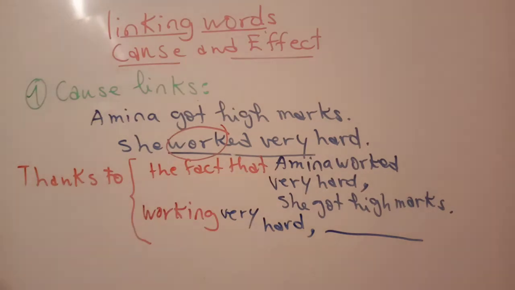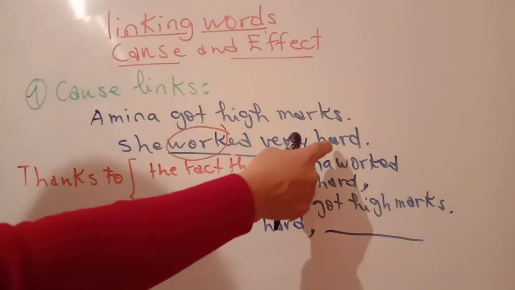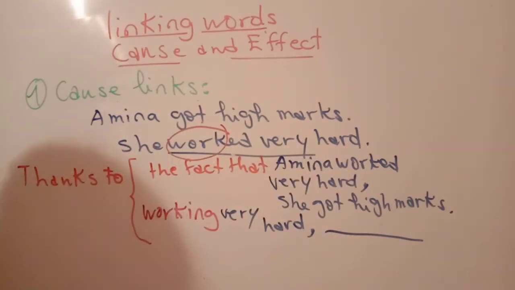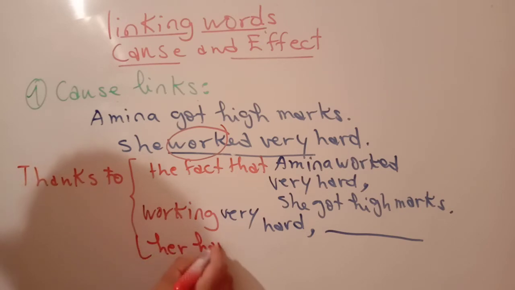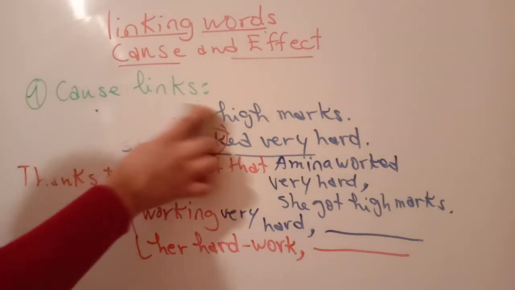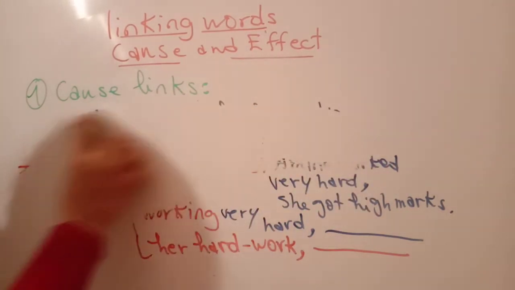And then we have a third possibility, which is noun. So here we have the noun. You have hard work. Amina's hard work. So thanks to her hard work, comma, then you write the effect sentence. Okay? Clear? Good. So let's move on to the because of and due to, used with the negative causes.